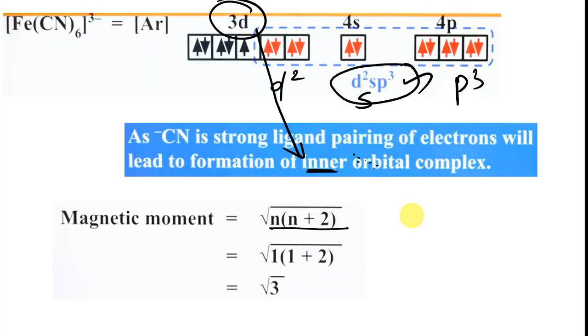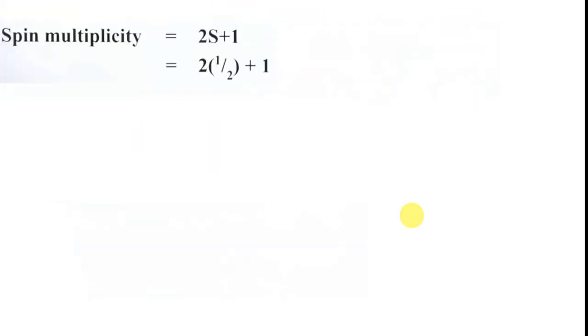The magnetic moment will be root of n into n plus 2, where n is the number of unpaired electrons. So how many unpaired electrons are there here? Only one unpaired electron. So the magnetic moment is √3. And spin multiplicity is 2S plus 1.